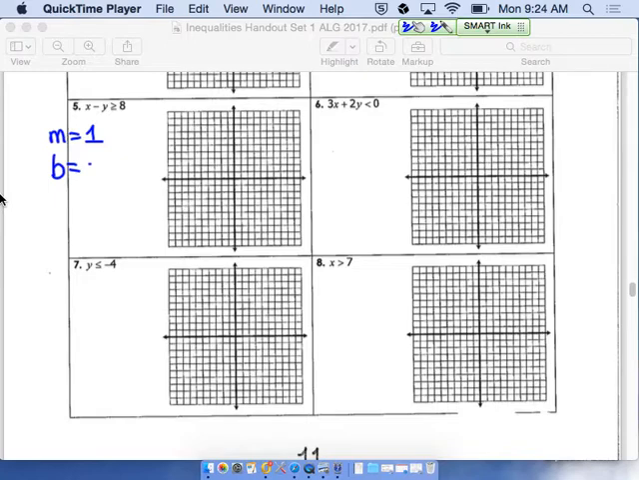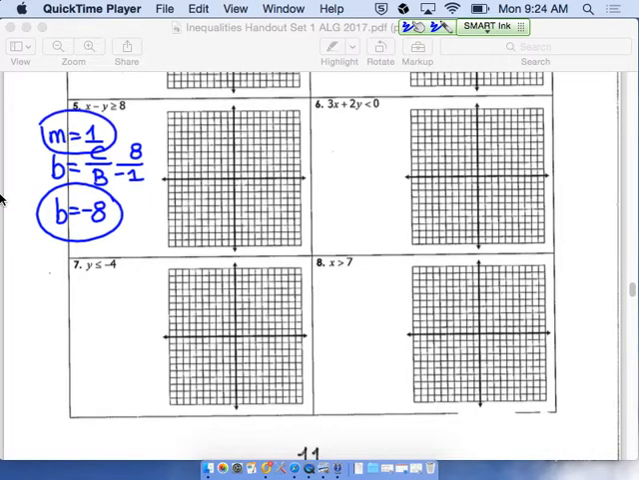The y-intercept would be c divided by b. c is 8. b is negative 1. So the y-intercept is going to be negative 8. Okay? So the only information I need is to figure out where it crosses the y-axis and what the slope is. There's 8, and my slope is positive 1. And this is an inequality. This is a greater than or equal to.